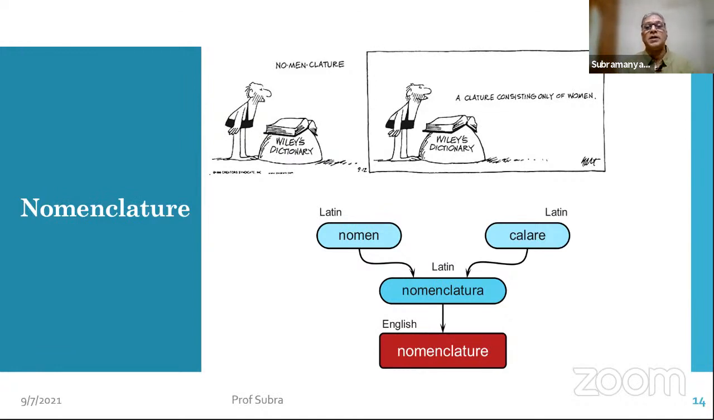Coming back to the etymology, nomenclature is derived from Latin, nomen plus calere. Nomen is name, calere means to call. So nomenclature means calling names. When we start calling others' names, that is also a type of nomenclature. But here, nomenclature is basically about naming and classifying. That is the origin of this word.